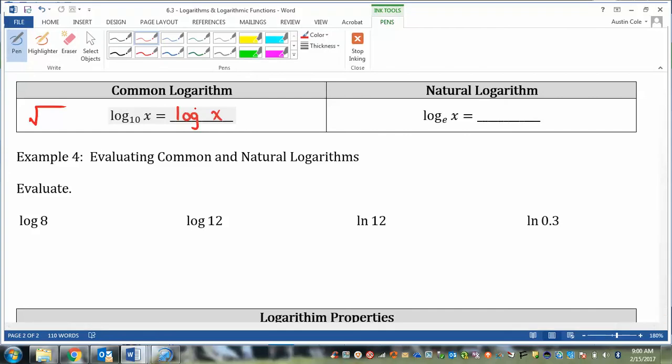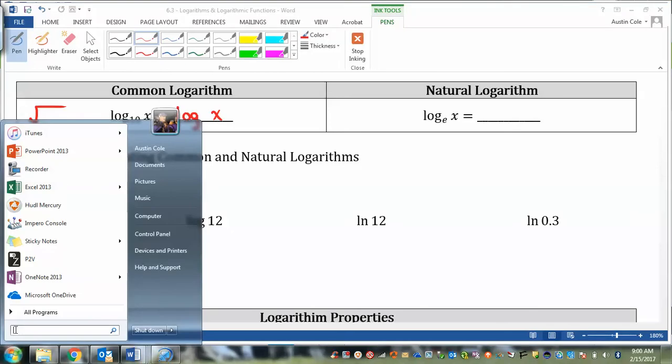Now, if I look at my calculator on the left-hand side down towards the bottom, and I actually got my calculator fixed, so I'm excited about that, if I can find it.